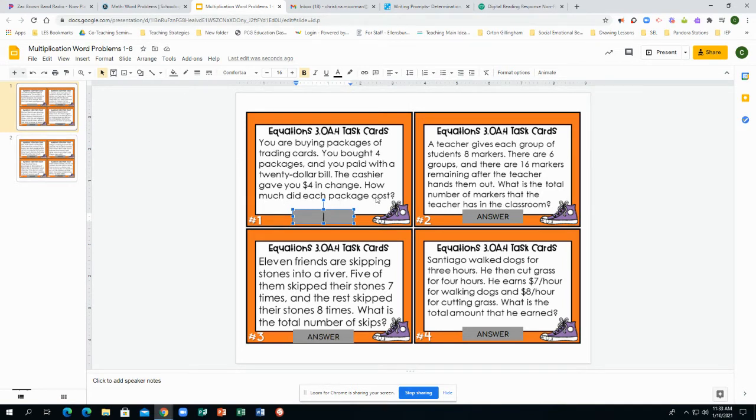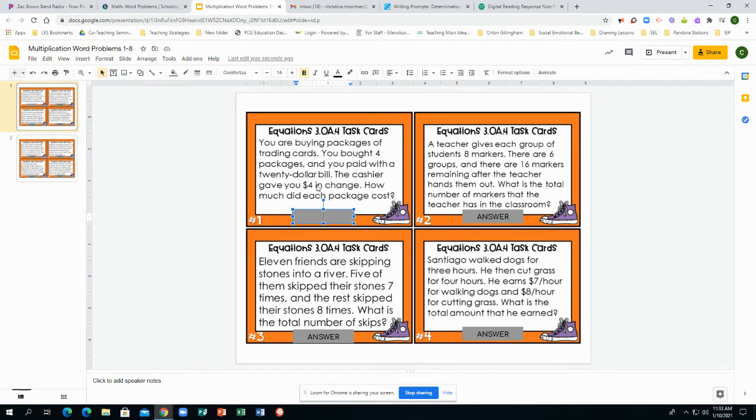Okay, these are going to be more than one-step problems. So let's find the important pieces of information first. You bought 4 packages and you paid with a $20 bill. So we know that the 4 packages together cost less than $20 because the cashier gave you $4 in change. First, you have to find out how much money those 4 packages cost. So if you paid with a $20 bill and the cashier gave you back $4, how much did those 4 packages cost together? Pause and figure that out.